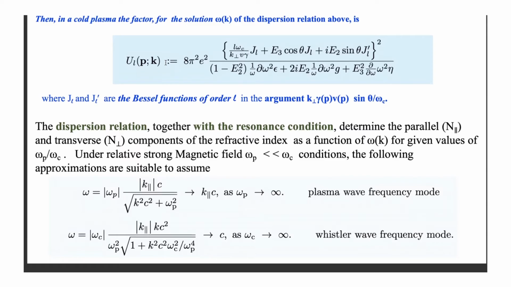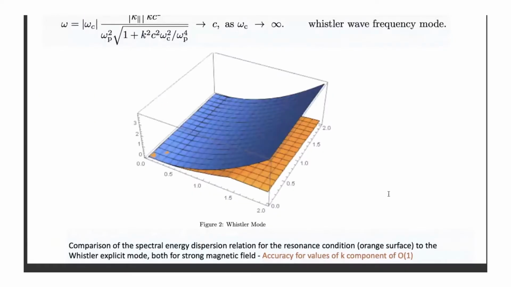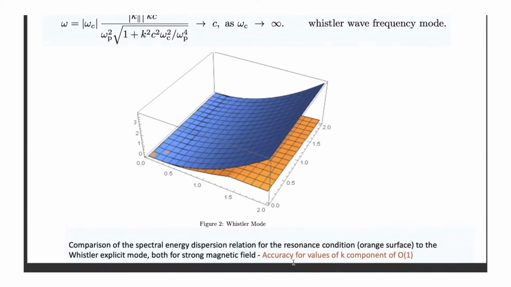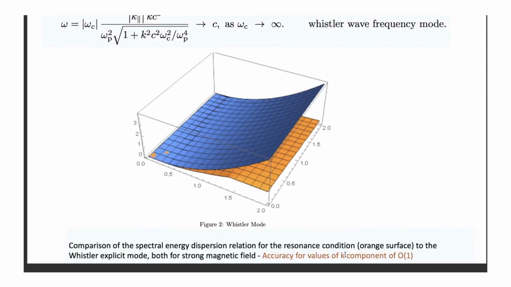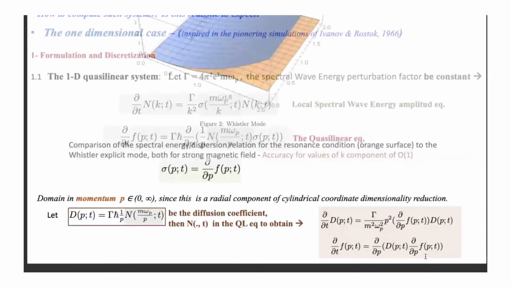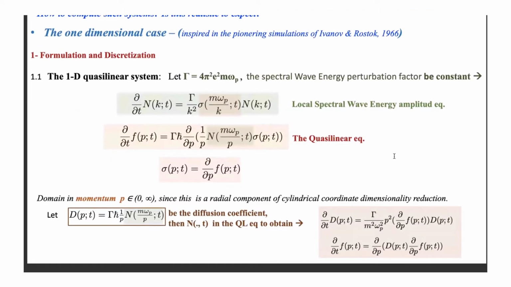Okay, and so you will see the formation of a distribution. So here you have the comparison of those, and you get a good accuracy for the spectral component of the wave energy of order 1. So how do you compute the system? Is this realistic to expect?